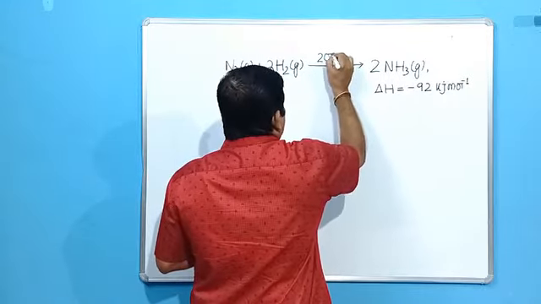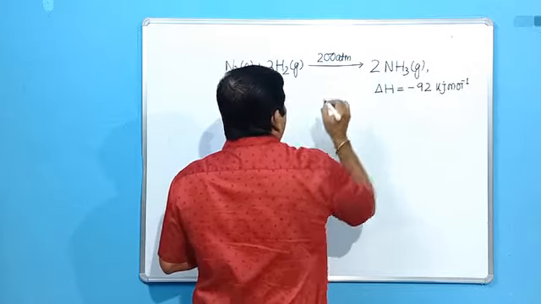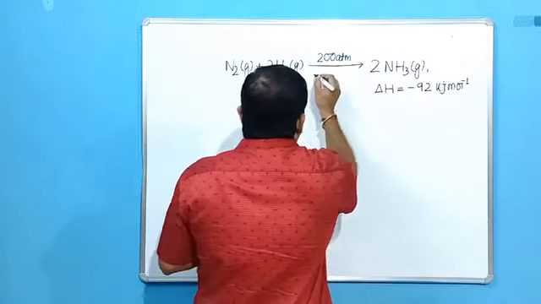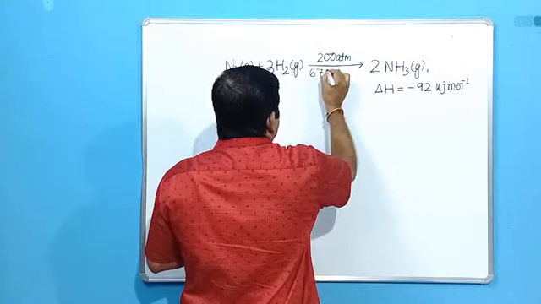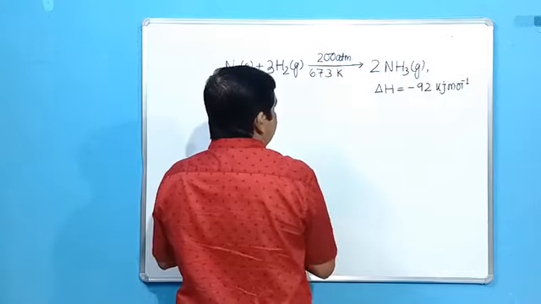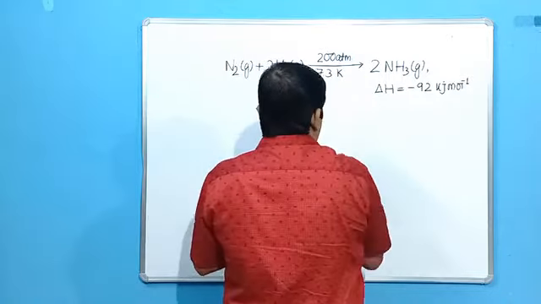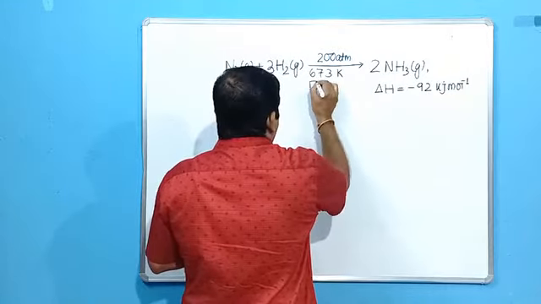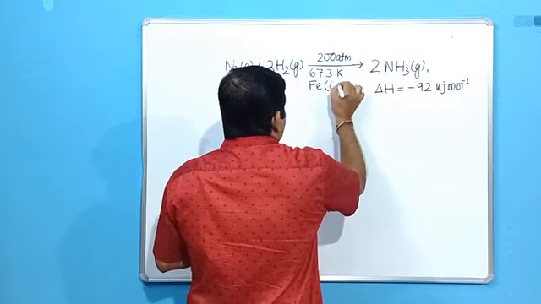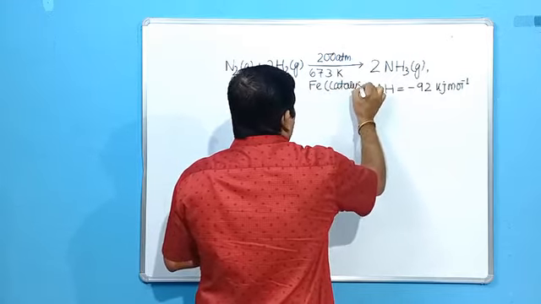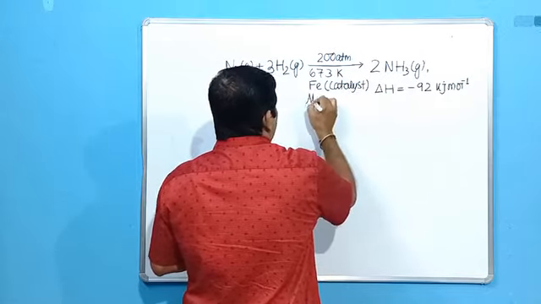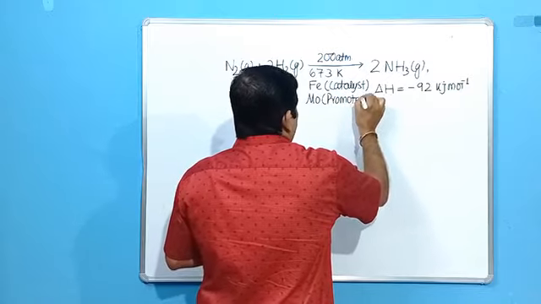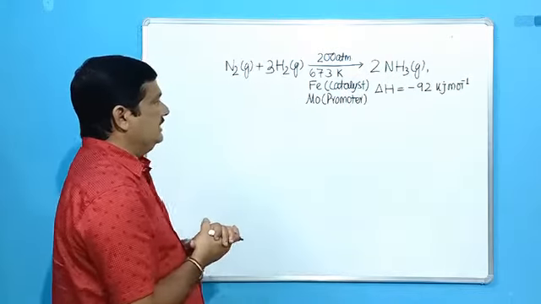So the conditions will be written here. 200 atmospheric. What is 200 atmospheric? It is the pressure. Then temperature 673 Kelvin. 673 Kelvin is the temperature. Then you will write molybdenum and iron. Iron, Fe, is used as catalyst and molybdenum is used as promoter. So this is how we represent a chemical reaction.